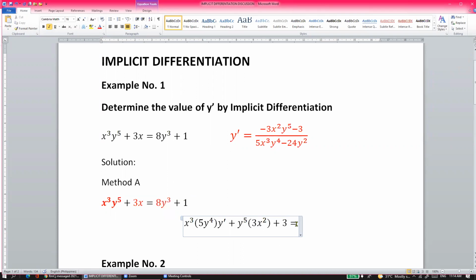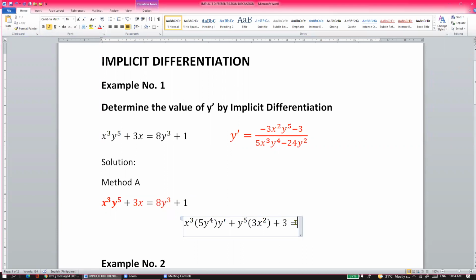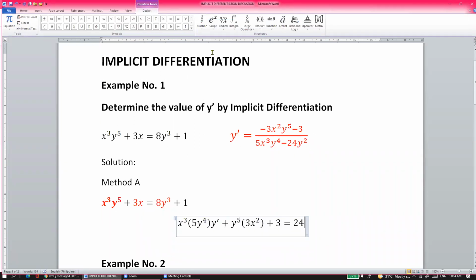24y squared. And then automatically, because y, in terms of y ang ating inaapan ng derivative, nilalagyan natin lagi ng y prime. Nakakasunod ba kayo? Huwag kakalimutan ang y prime kapag in terms of y ang inaapan ng derivative. Nakukuha ba natin? So lagyan ko ng y. So 24y squared. And then I'll write y prime.